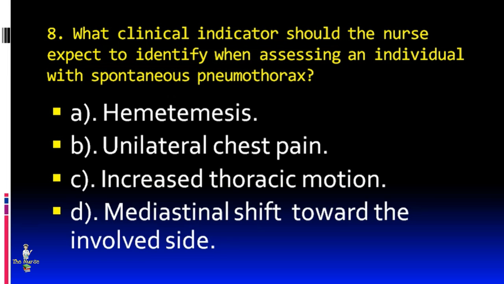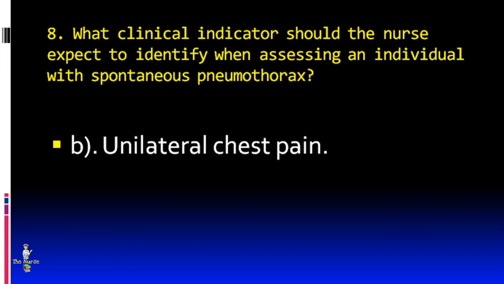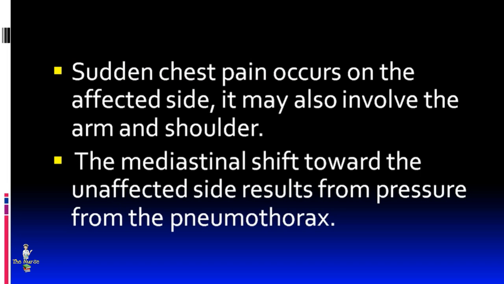Correct answer is unilateral chest pain. Sudden chest pain occurs on the affected side. It may also involve the arm and shoulder. The mediastinal shift towards the unaffected side results from pressure from the pneumothorax. Next question.